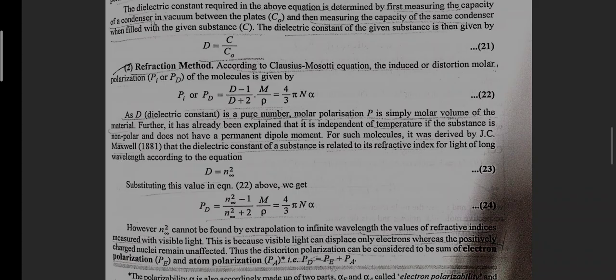For such molecule, it was derived by J.C. Maxwell that the dielectric constant of a substance is related to its refractive index for light of long wavelength according to the equation D is equal to n squared, with wavelength tending to infinity.